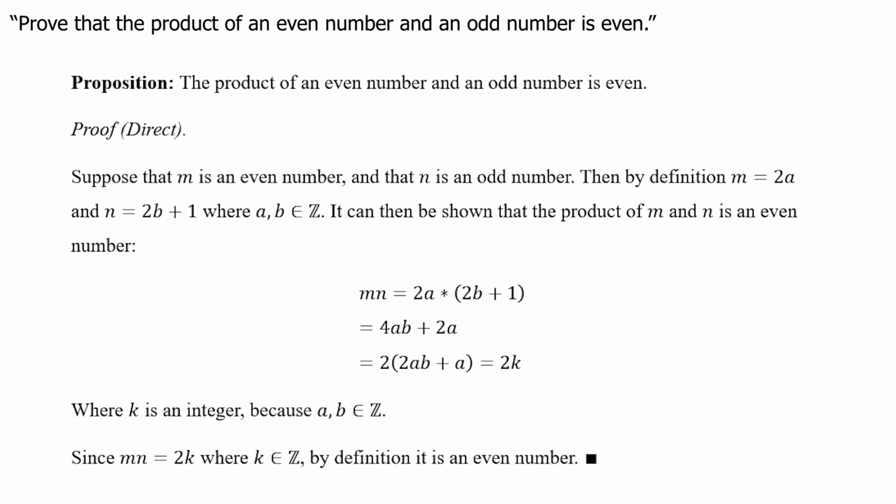We start this proof by assuming that m is an even number and that n is an odd number. Again, we don't concern ourselves with the possibility of this not being the case, because if it isn't, then our statement still holds. We then by logical deduction show that the product of these numbers also has to be even.